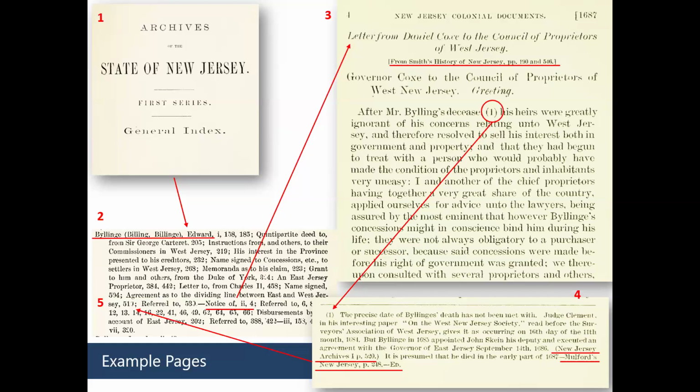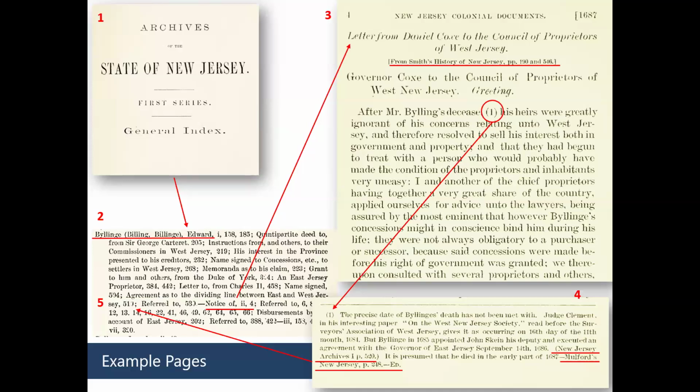That took me to page 3 or item 3 on this, which is the New Jersey letterhead from Daniel Cox to the Council of Proprietors of West Jersey. And notice that I have highlighted where this was pulled from. Some of these things are being pulled from published volumes. In this case, Smith's History of New Jersey, and it gives us the page numbers. Then we get the letter itself, and in parentheses, you notice after Mr. Billings' deceased, we have that one that is a footnote, which takes us to item 4 on this screen.